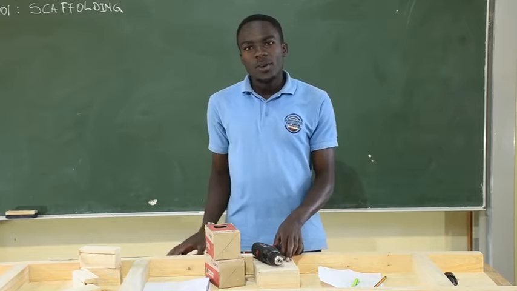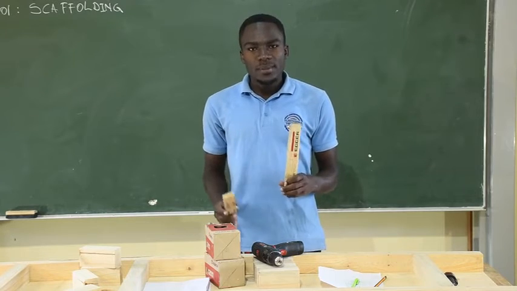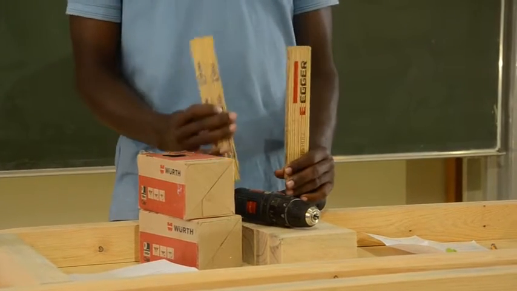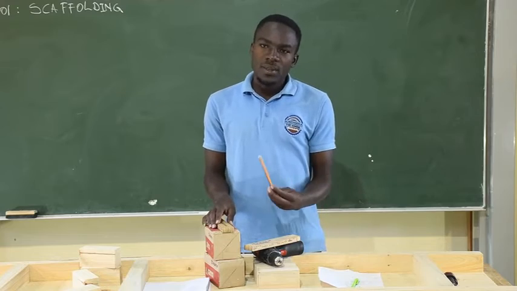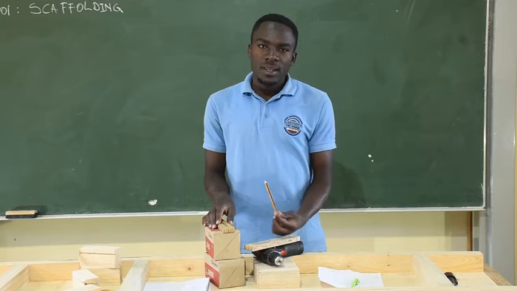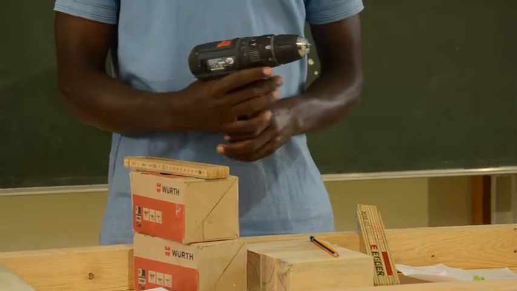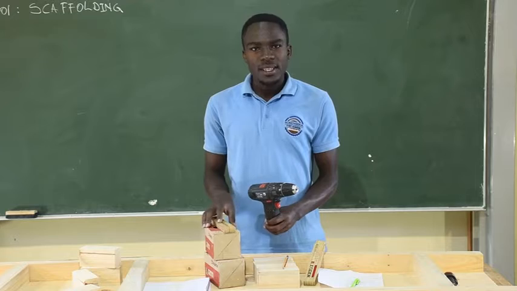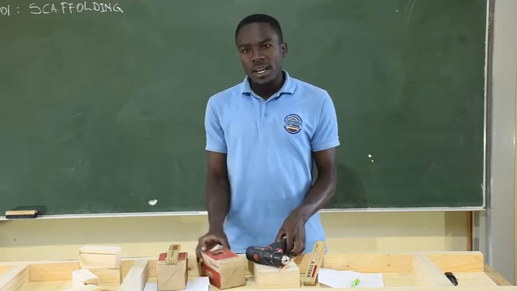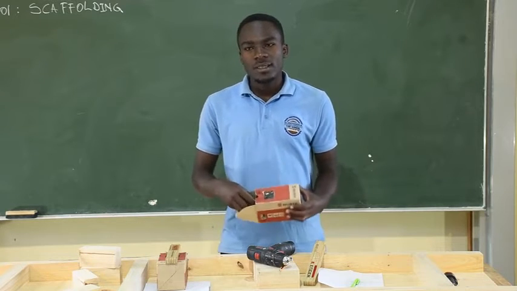I will need, of course, measuring tools, meaning folding rulers. I will need marking tools such as a pencil, and I will need a power driller to fix the screws that I will be using. That means I will need some screws.